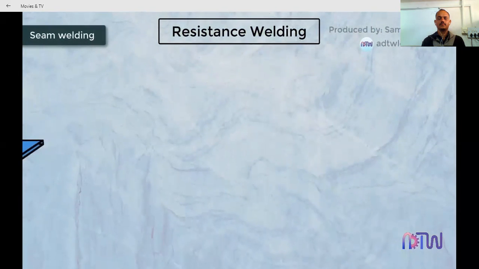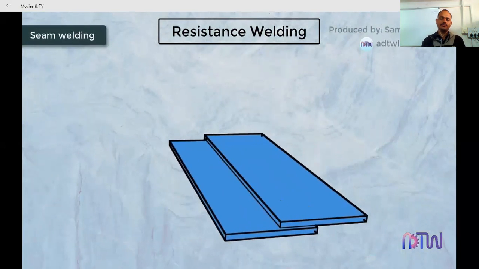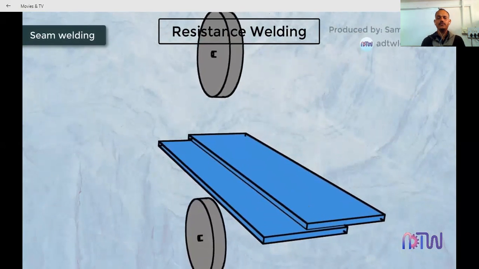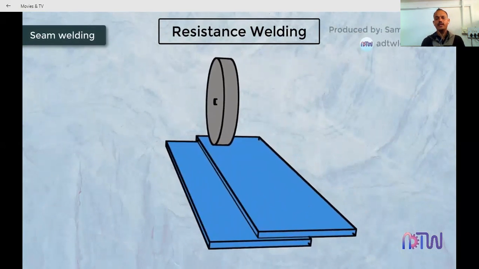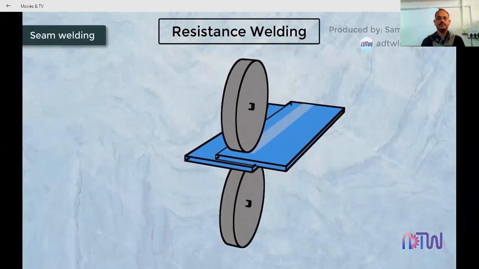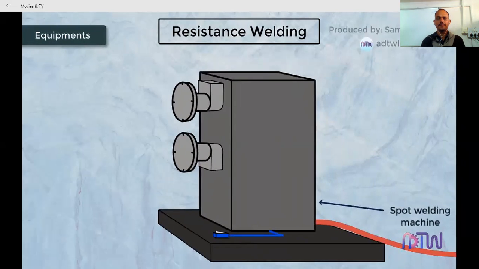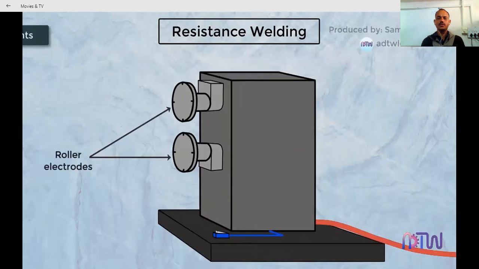Seam welding. In seam welding, the workpiece is supported on both sides by a pair of electrodes. These electrodes are in the form of rollers to produce a continuous weld on the workpiece. Continuous spot welding is known as seam welding. The working principle of seam welding is similar to that of resistance spot welding. Equipment or components used in the process: seam welding machine and roller electrodes.